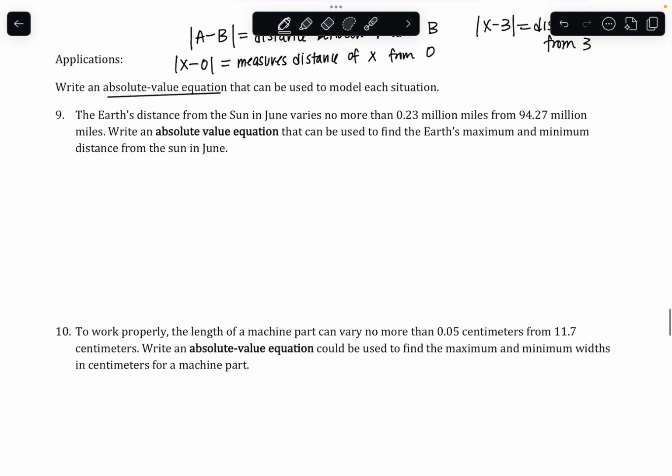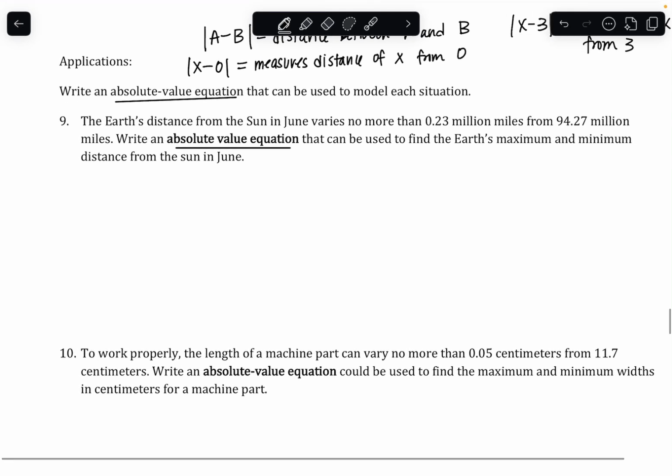And so our first example says the Earth's distance from the sun in June varies no more than 0.23 million miles from 94.27 million miles. Write an absolute value equation that can be used to find the Earth's maximum and minimum distance from the sun in June. Okay, so we can kind of work backwards from this.